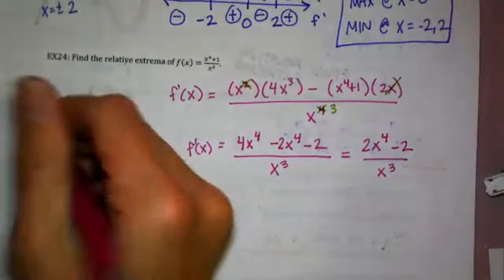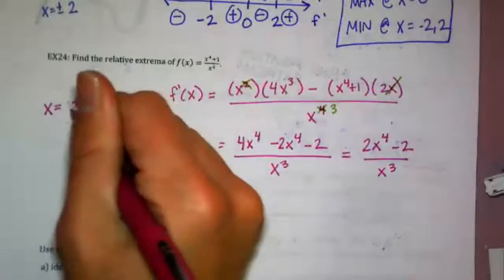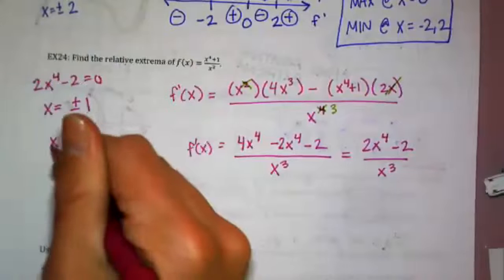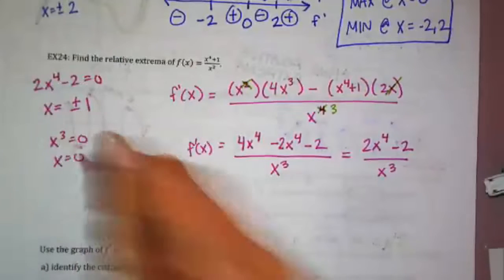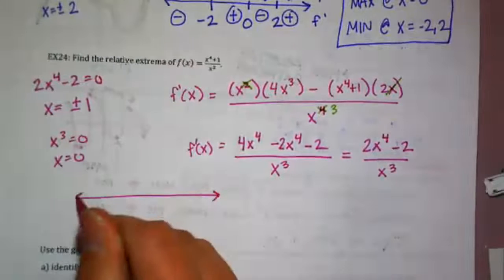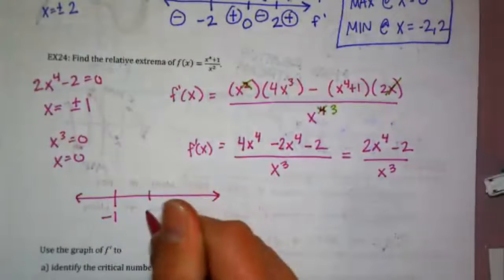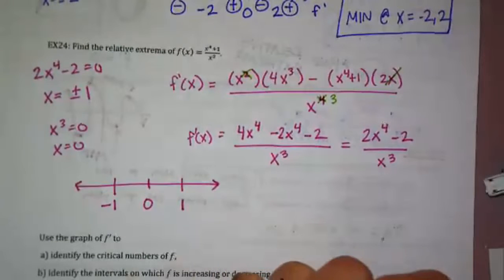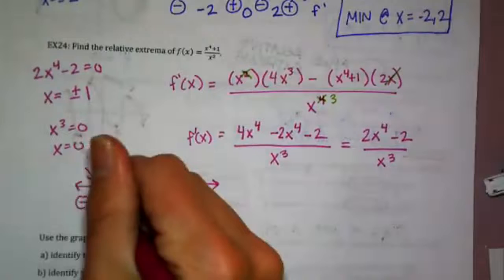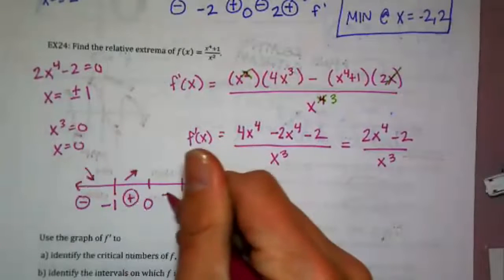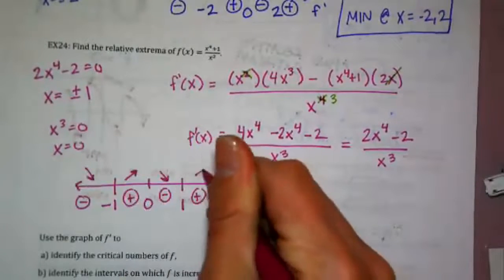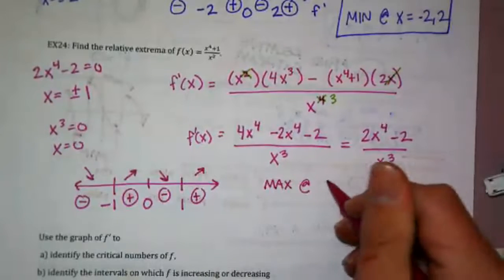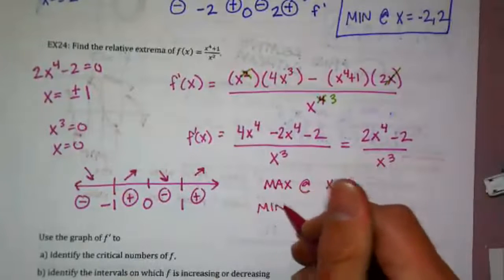So x is going to be plus or minus 1 when you set the top equal to 0. And when you set the bottom equal to 0, you get 0. And then once again, for the sake of time, negative, positive, negative, positive. So where do I have a max at? At 0. And where do I have a min at? -1, +1. Good.